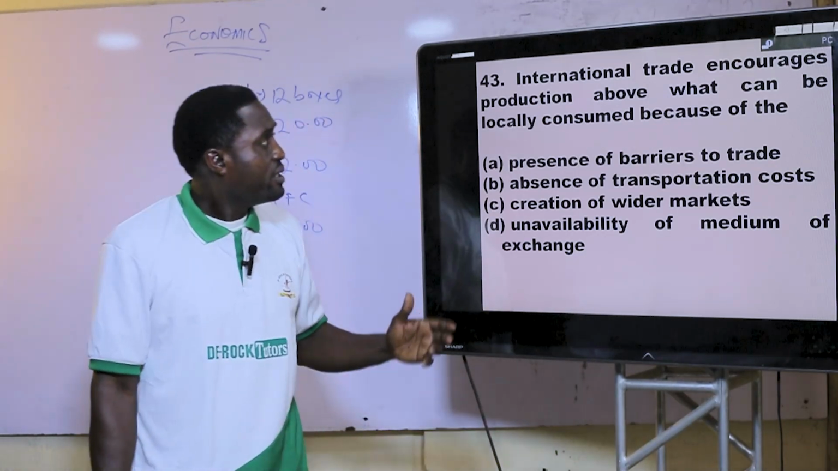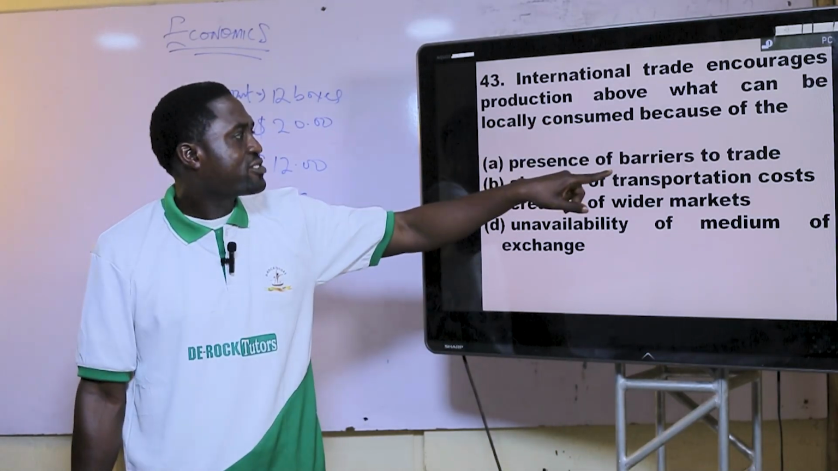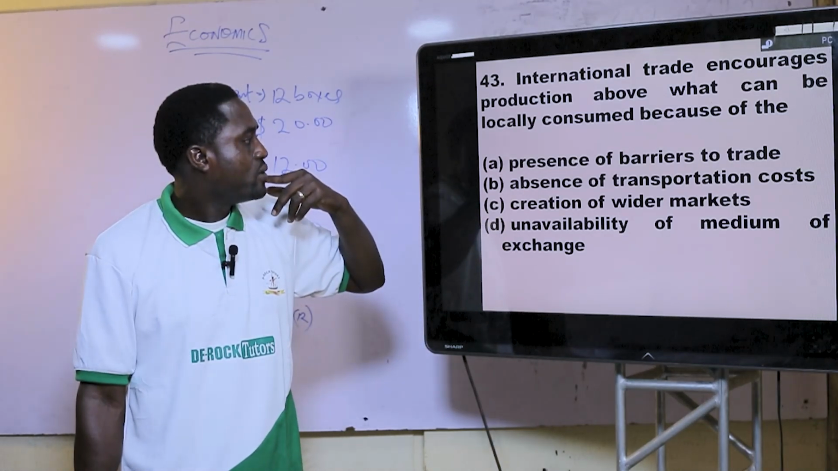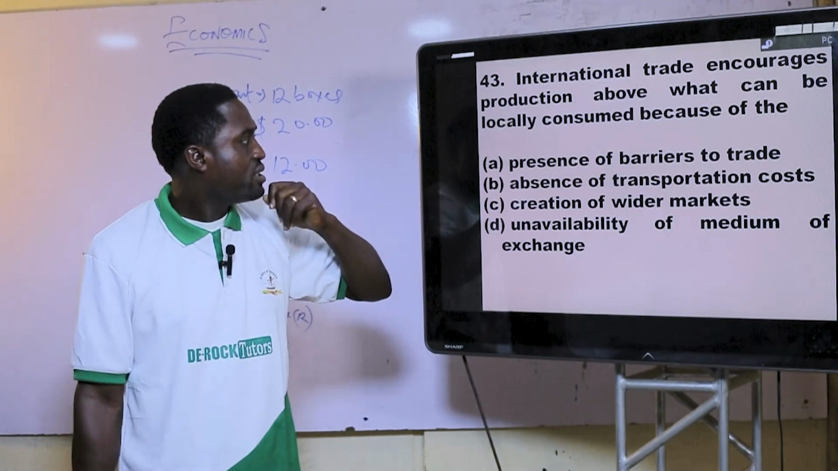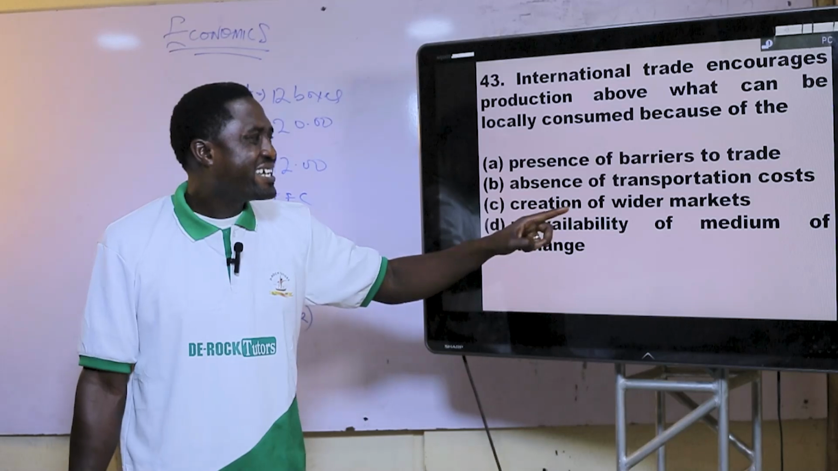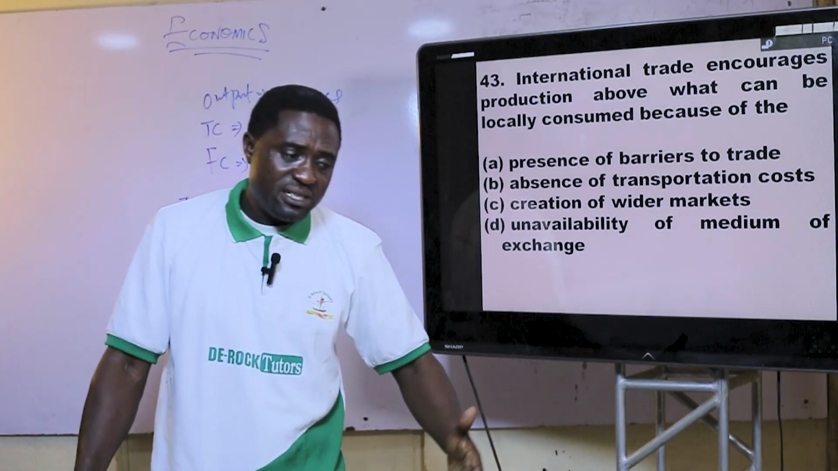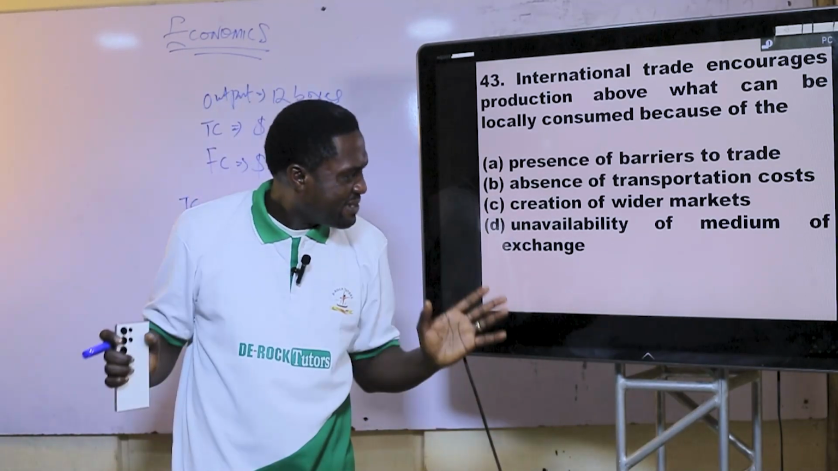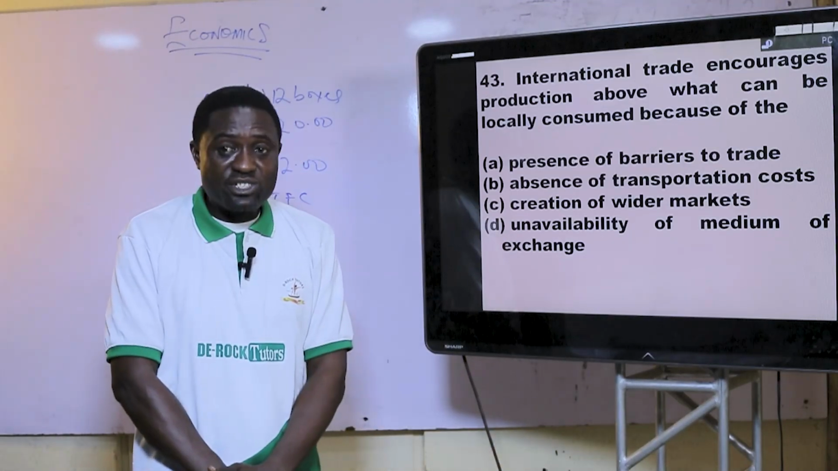So let's look at the options. International trade encourages production above what can be locally consumed because of the A. Presence of barriers to trade. No. B. Absence of transportation costs. No. C. Creation of wider markets. D. Unavailability of medium of exchange. International trade encourages production above what can be locally consumed because of the creation of wider markets. So apart from your immediate family, immediate country, other countries can buy. To create markets for a wider market, there is need for international trade.